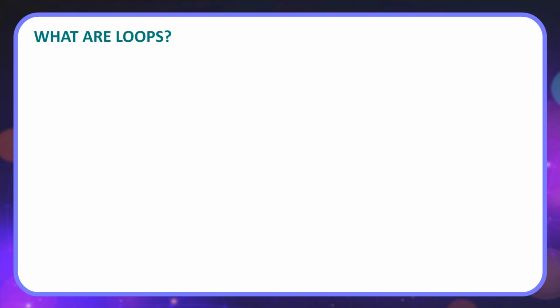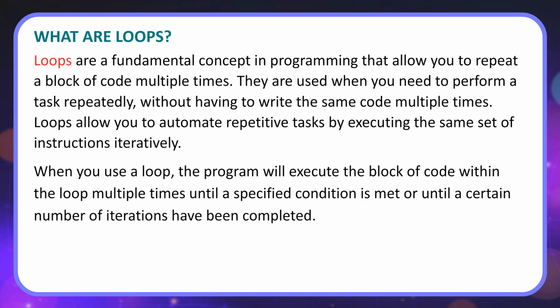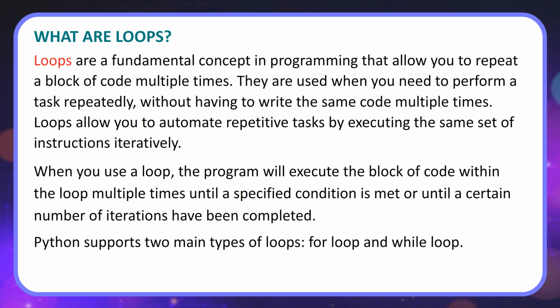What are loops? Loops are a fundamental concept in programming that allow you to repeat a block of code multiple times. They are used when you need to perform a task repeatedly, without having to write the same code multiple times. Loops allow you to automate repetitive tasks by executing the same set of instructions iteratively. When you use a loop, the program will execute the block of code within the loop multiple times until a specified condition is met or until a certain number of iterations have been completed. Python supports two main types of loops, for loop and while loop.